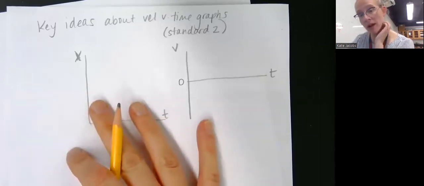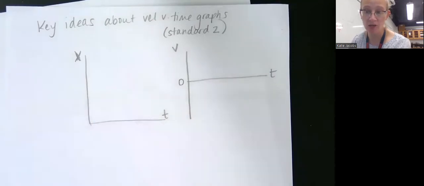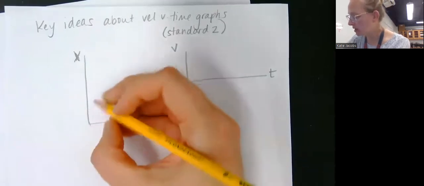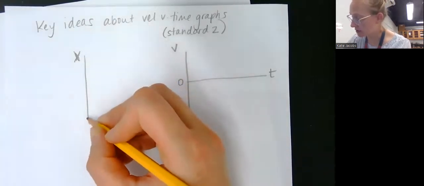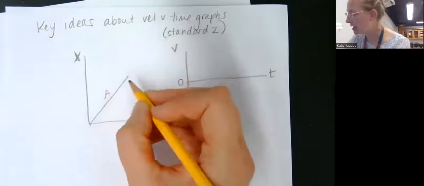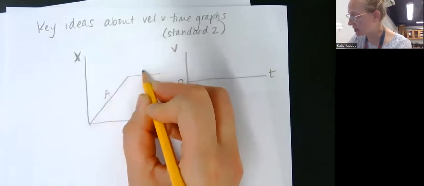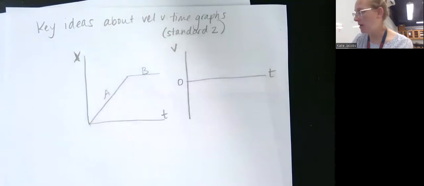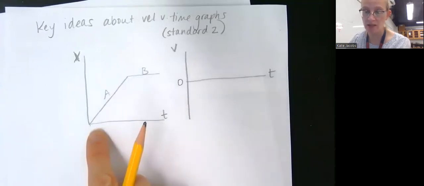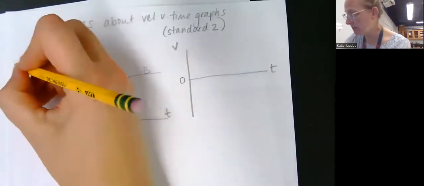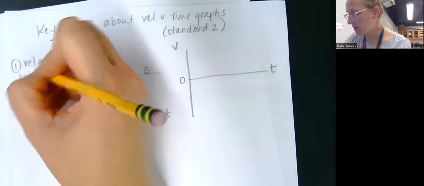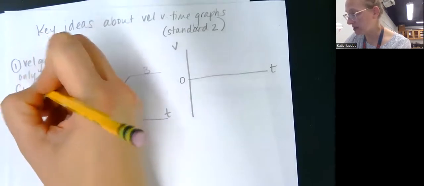What we found when we ran the buggies with a position graph, the buggies in front of the motion detector. So for example, let's say the buggy was moving away from the motion detector in a positive direction. Let's call that segment A. And then it was at rest during segment B, not moving. We looked at what the velocity graph looks like when the position graph is like this. And what we found is key idea number one: the velocity graph only has flat segments.